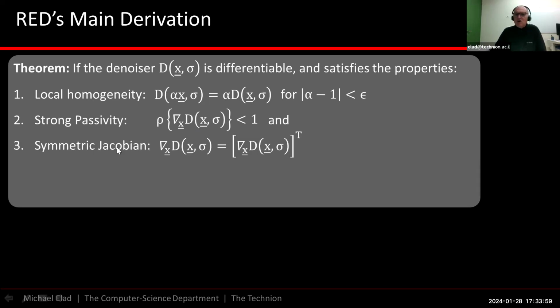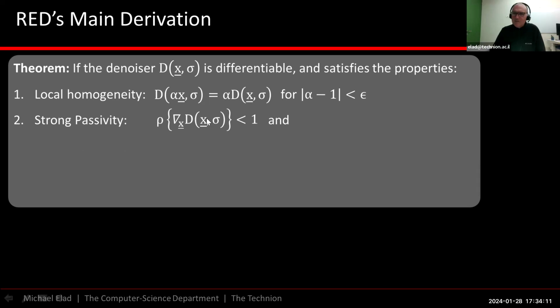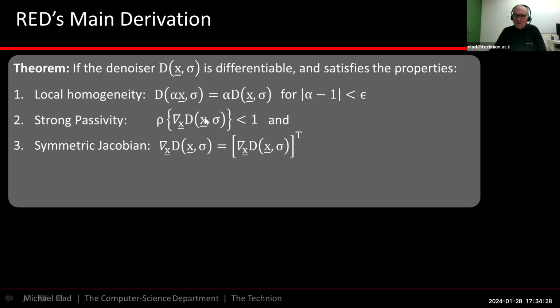The next property is the Jacobian symmetry. You take the derivative of the denoiser, the Jacobian, and it is a matrix that needs to be symmetric. The previous condition, strong passivity, means take that Jacobian, which is a symmetric matrix. It has eigenvalues. It has a spectral radius rho. This is not the rho that we saw before of the energy. This is the spectral radius. It has to be smaller than 1. That means all the eigenvalues are between -1 and 1 without touching the borders. Okay, so this is the passivity.